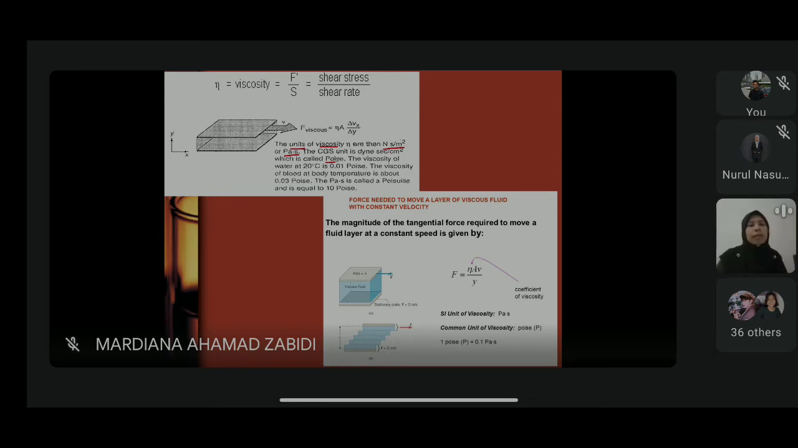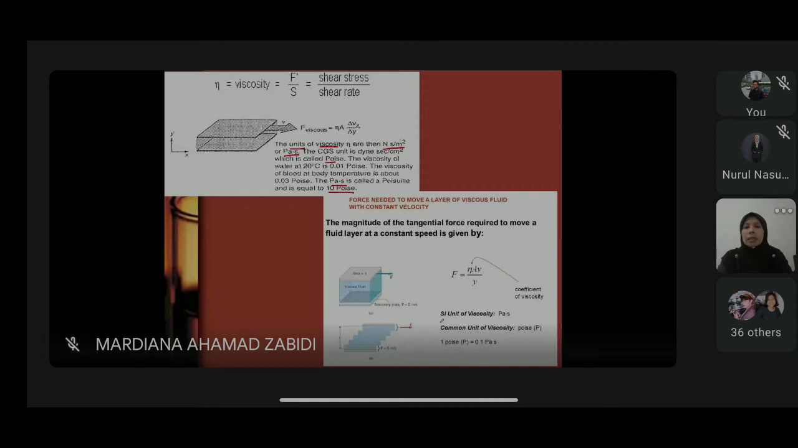It depends, when you join the industry later, on what unit you are going to work with. But commonly we use Pascal second. One Pascal second is equal to 10 poises. The magnitude of the force required to move a fluid material at a constant speed is given by force equals eta, the coefficient of viscosity, AV divided by Y. So the SI unit for viscosity is Pascal second. The common unit for viscosity is poise.